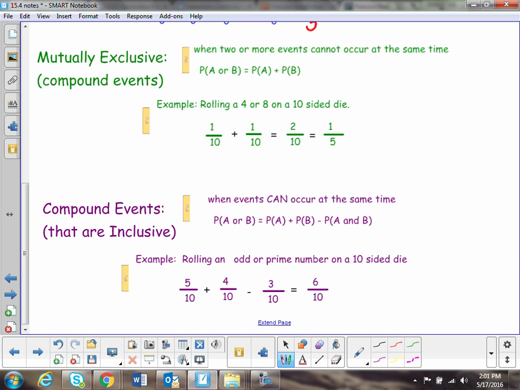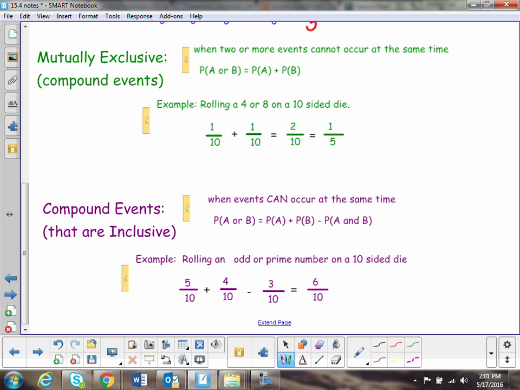Is 1 a prime number? No. We can skip that one. Is 2? Okay. Is 3? Is 4? 5? 6? 7? 8? 9? And 10. So 4. See how there's 4? So 4 prime numbers out of 10.